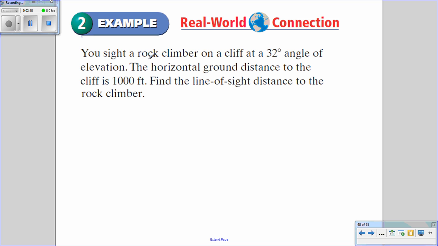So you see a rock climber on a cliff at a 32-degree angle of elevation. The horizontal ground distance to the cliff is 1,000 feet. Find the line of sight distance to the rock climber. Here is you. Here's our cliff, and up here is the rock climber. So you look up and see the rock climber.